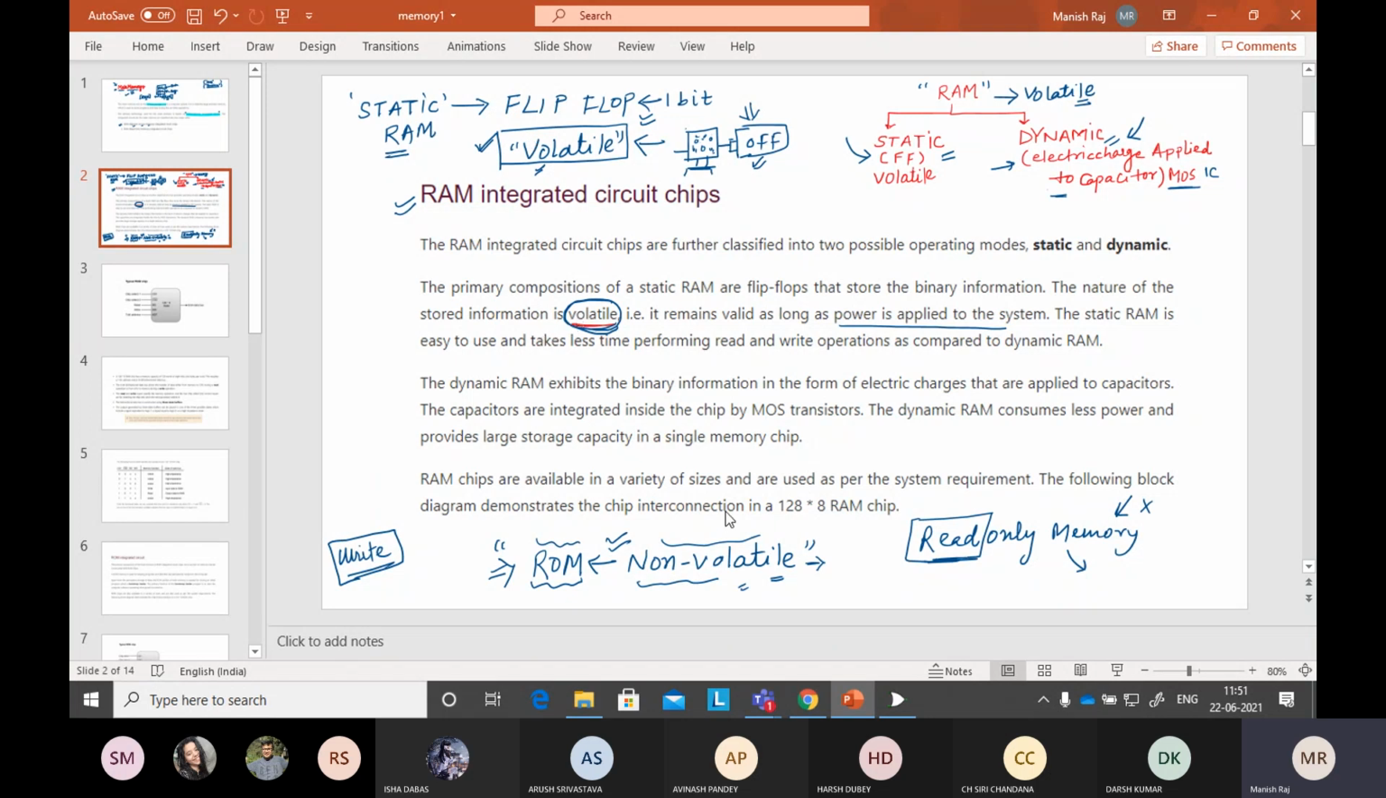Okay, so in the ROM, everything will remain the same, and you can't do anything. You can't write anything in the ROM. So that is the main difference.